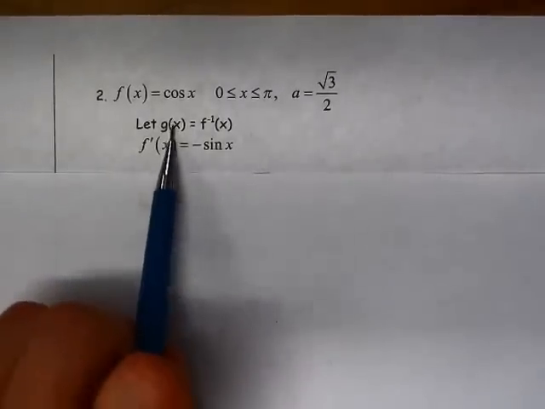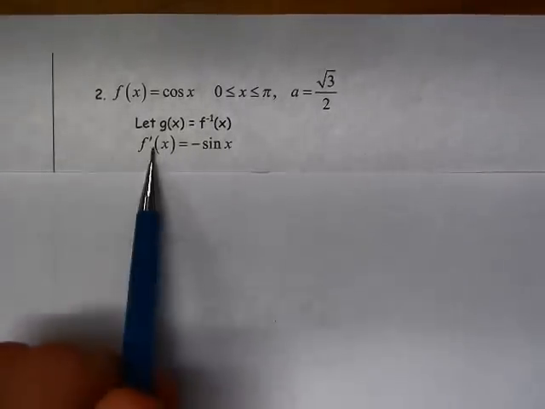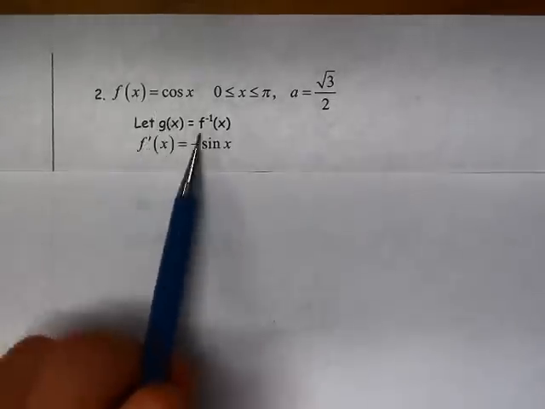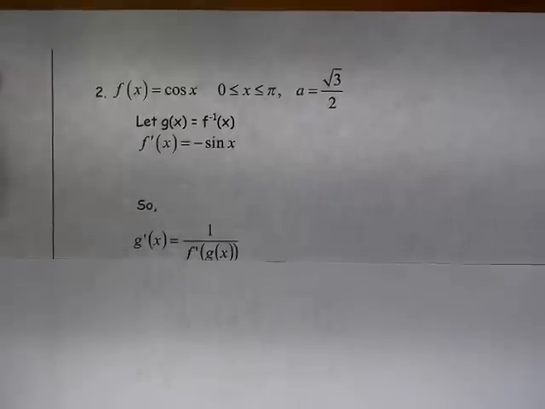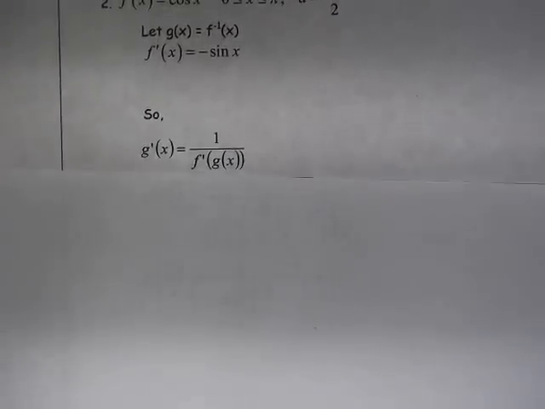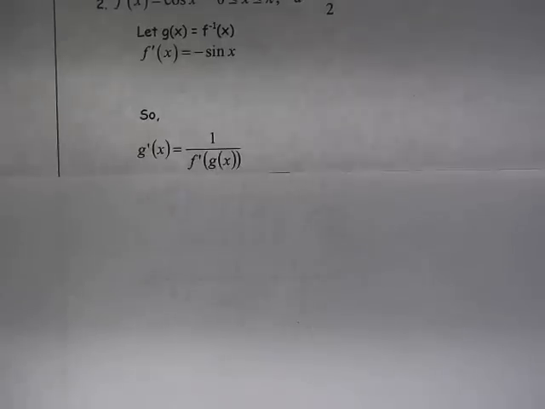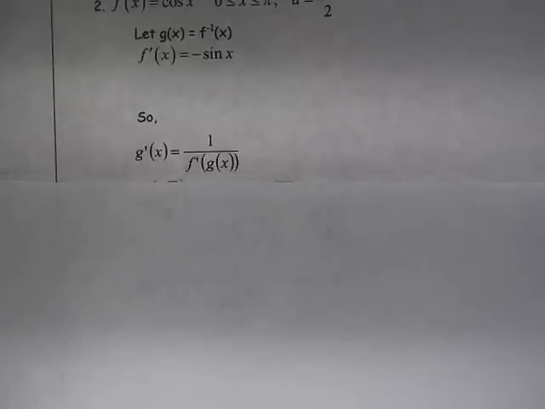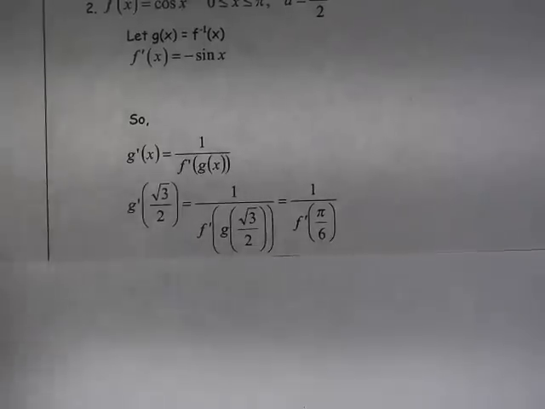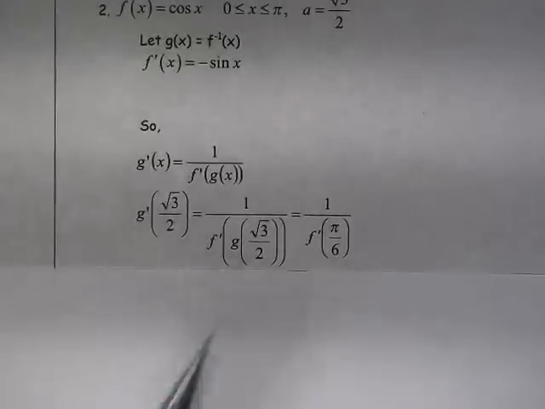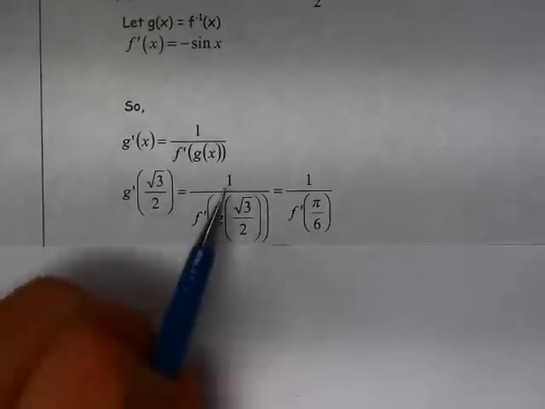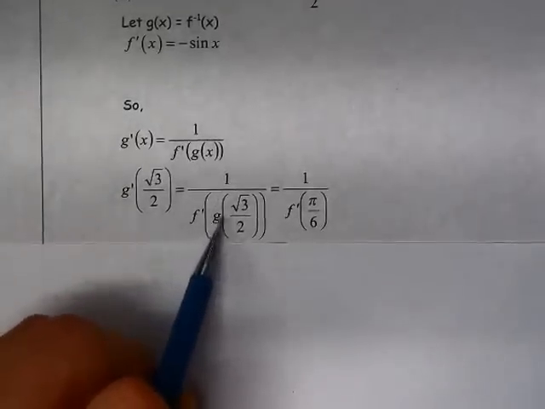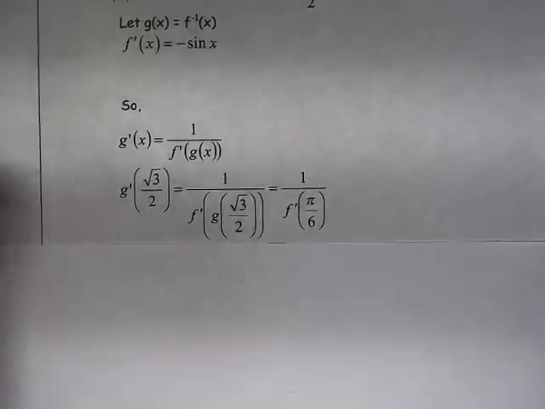So I'm going to call g of x the inverse of f, and then f prime is just negative sine of x. That one's easy. So here's our formula for the derivative of an inverse. And when I do that, I want g prime of root 3 over 2. And that becomes 1 over f prime of g of root 3 over 2.